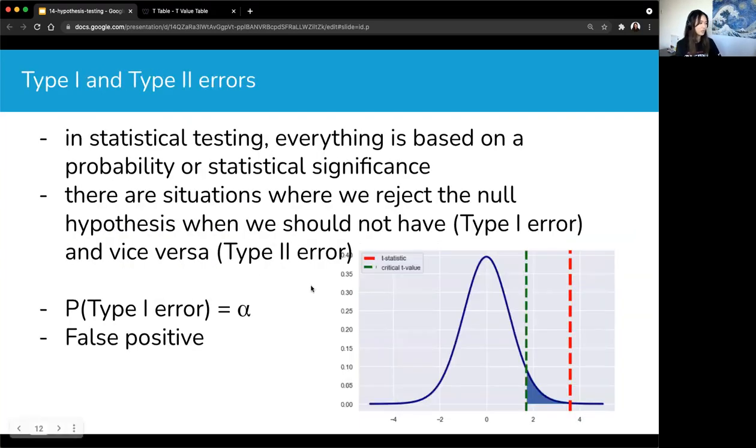Okay, so the probability of a type 1 error is basically equivalent to your alpha. And a type 1 error is usually a false positive because you are saying that something has an effect when it actually didn't. That's a type 1 error. Type 2 errors are a little bit more complicated, and we'll see why. And we'll also talk about type 2 errors in more context tomorrow.